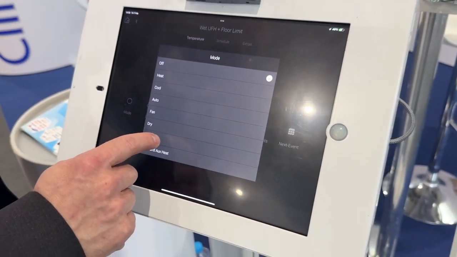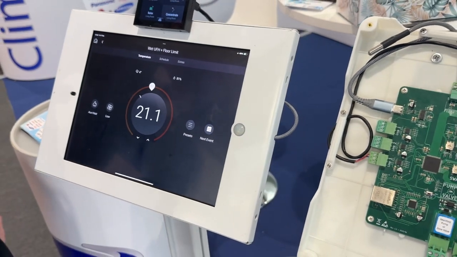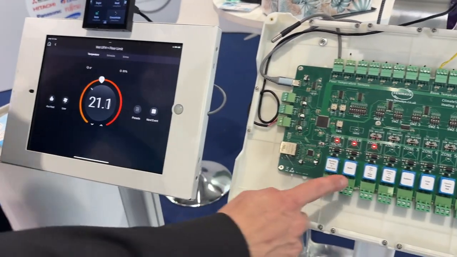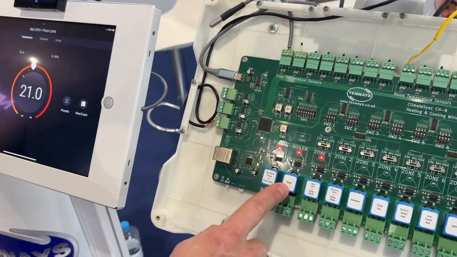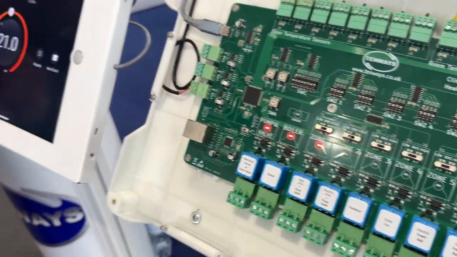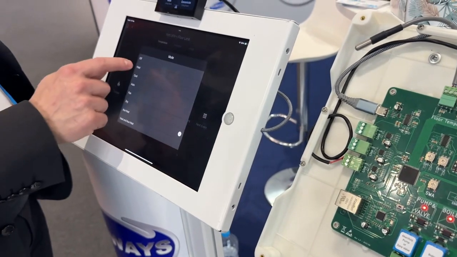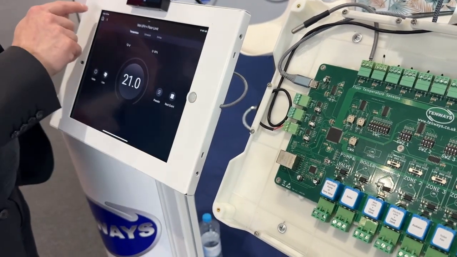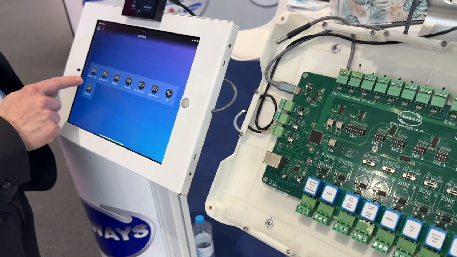So if we switch this zone on, and this zone is the wet underfloor heating, as we can see, zone 1 went on. It will also start the boiler and the manifold pump as it's wet underfloor heating. We're going to then switch this zone off from Control4, and we will go to the next room.